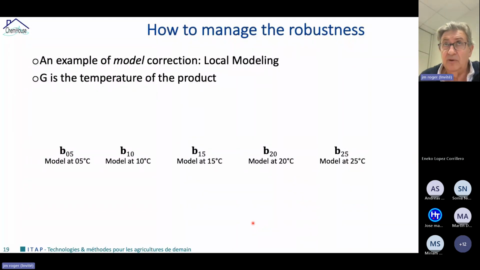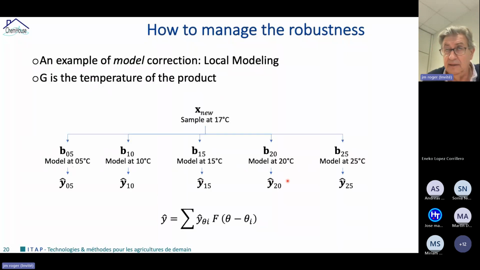Second example is local modeling. If you want to correct the model, that means that you do not correct a priori or a posteriori, you correct the model. Let's imagine that G is the temperature of the product, okay? And we have made the model at 5 degrees, 10 degrees, 15, 20, and 25 degrees, okay? And then we have a new sample, okay, at 17 degrees, okay?